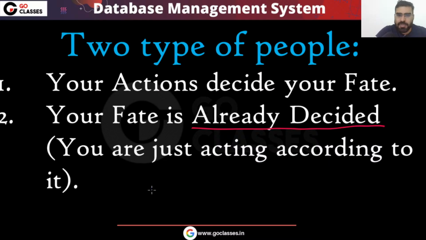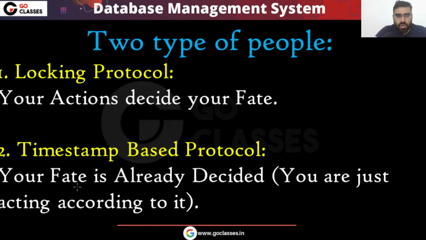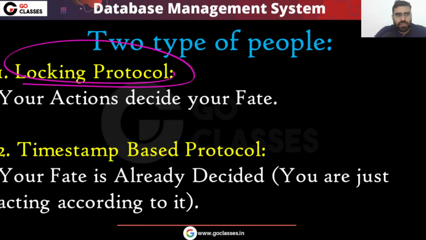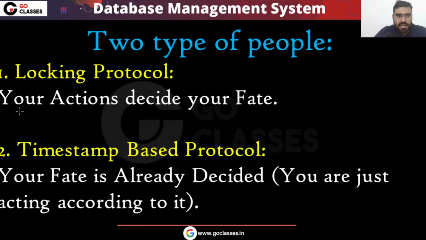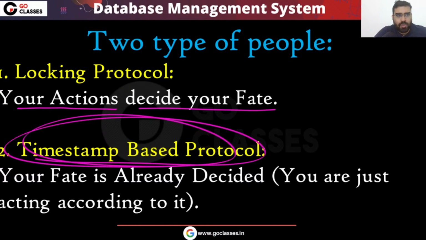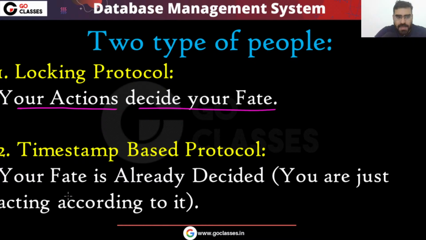Now a similar thing happens in the concurrency control protocols also. There are two types of protocols. One is the locking protocol, like the two-phase locking protocol. This two-phase locking protocol is, I can say, the type 1 person. It believes that your actions will decide your fate. And timestamp protocol is the type 2 person. It is based on the idea that your fate is already decided. You are just acting according to it.